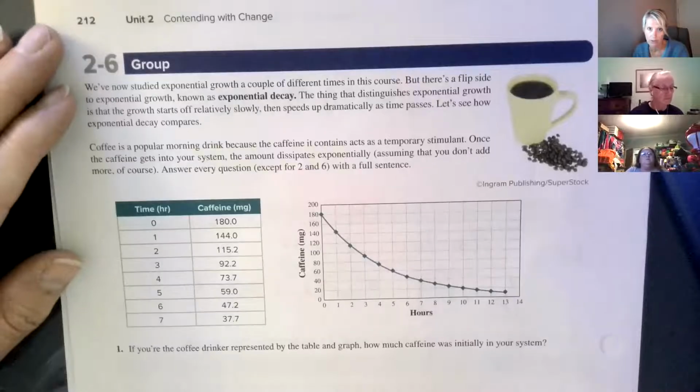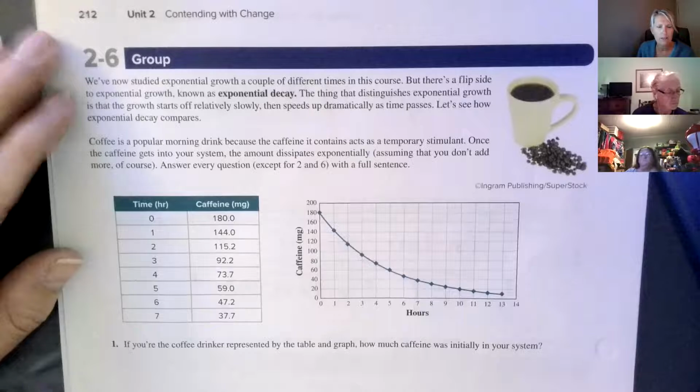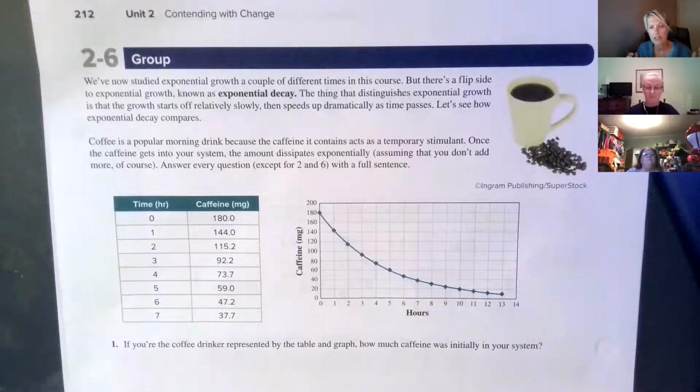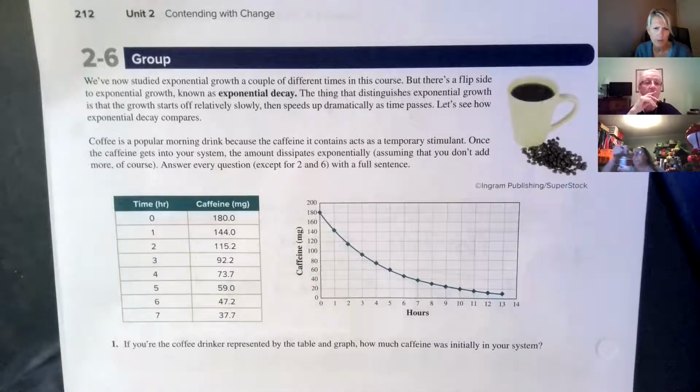The next little set of questions are all about a different type of exponential situation. And this one is called exponential decay. So just like linear, we could have an increasing slope or a decreasing slope. So exponential growth is increasing, exponential decay is decreasing. It says coffee is a popular morning drink because the caffeine it contains acts as a temporary stimulant. Once the caffeine gets in your system, the amount dissipates exponentially, assuming that you don't add more, of course. So I like to add more. Answer every question except for 2 and 6 with a full sentence.